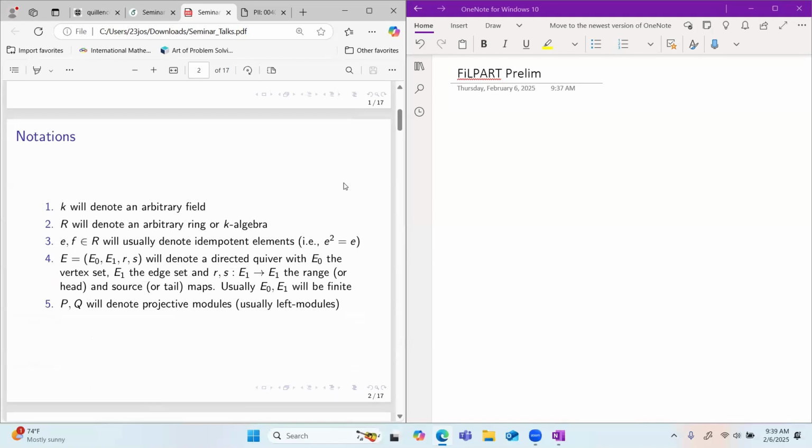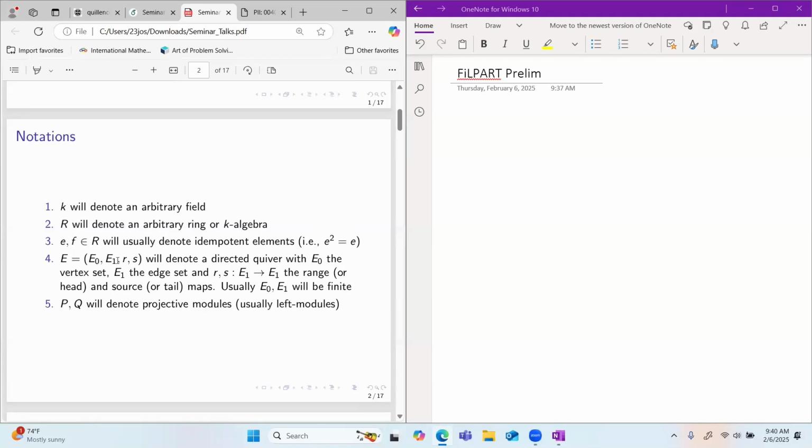So I've just got my notes here on the left, and I'll be writing things that I need to write out on the right. So throughout, k, the little k, will just be an arbitrary field, and R will denote an arbitrary ring or k-algebra. If I ever use little e and little f in R, it'll usually refer to idempotent elements. So if you recall, idempotent just means if you square the element, you get back the element you start with.